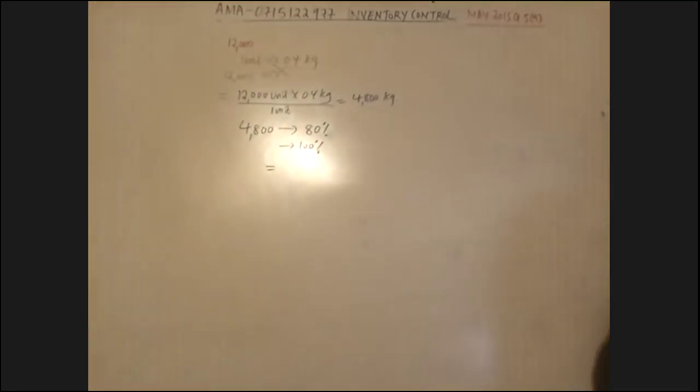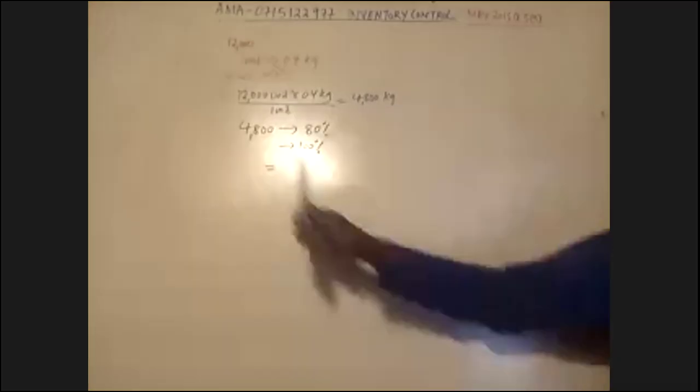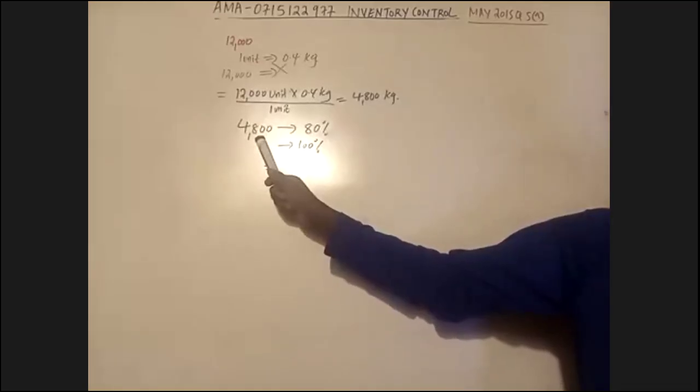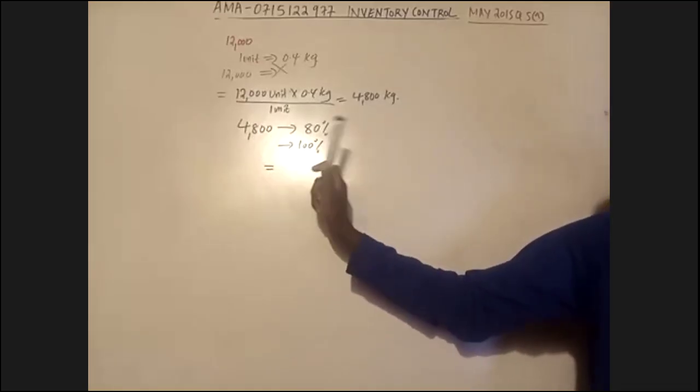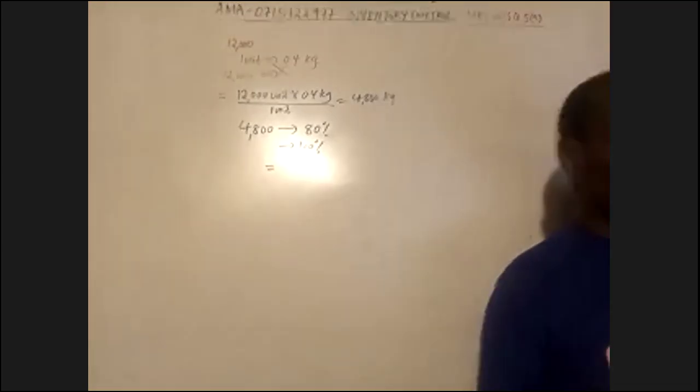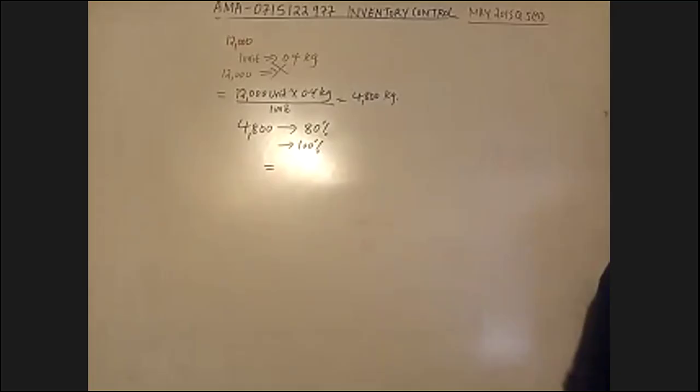Read the statement again. Each finished unit of the product requires 0.4 kg of material, of which 20% of the material is lost. Kumaanisha kama ni 4800, wamepoteza 20%. The remaining ni 80%. But we want to know the total before the amount is lost.